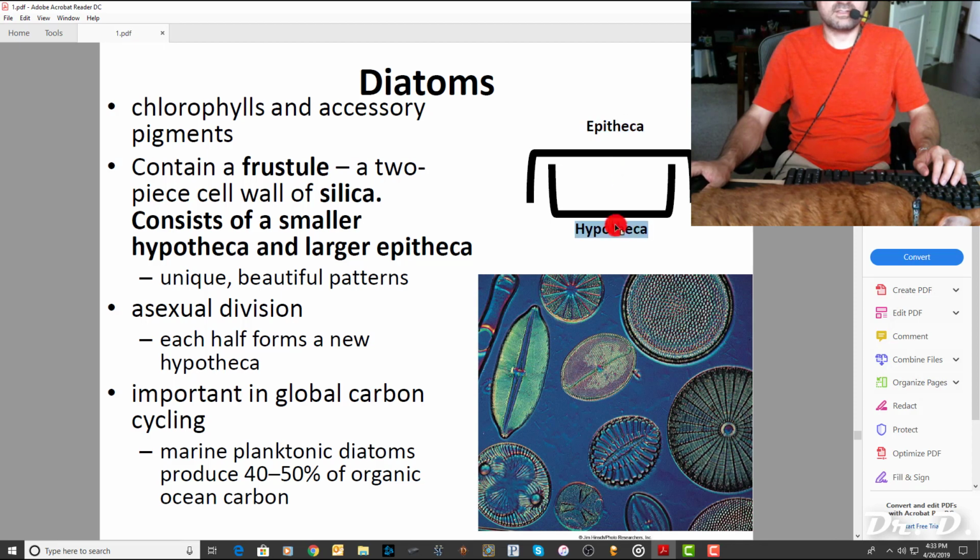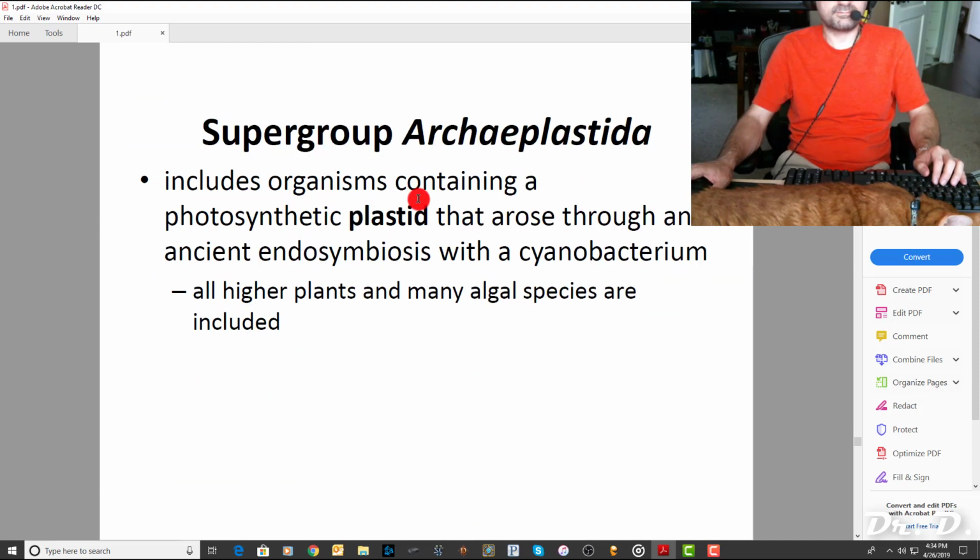Epitheca versus hypotheca. Epitheca is the larger portion of the diatom shell. Hypotheca is the smaller part, okay, of the frustule, I should say.